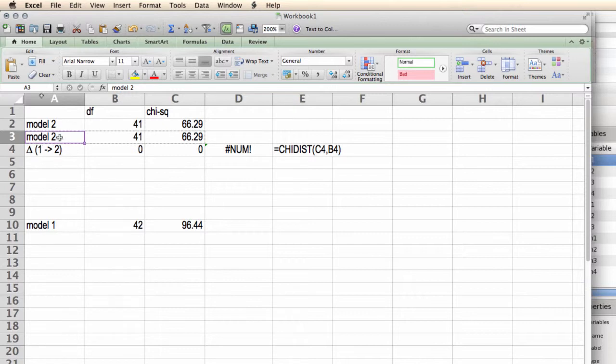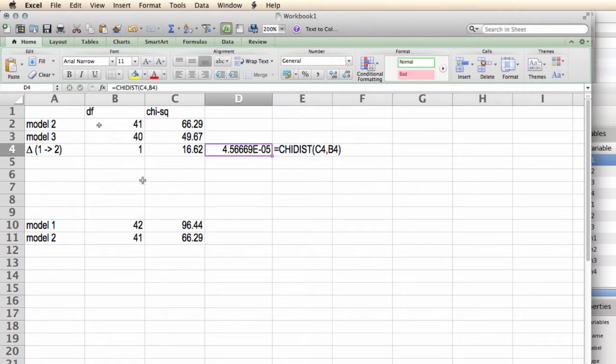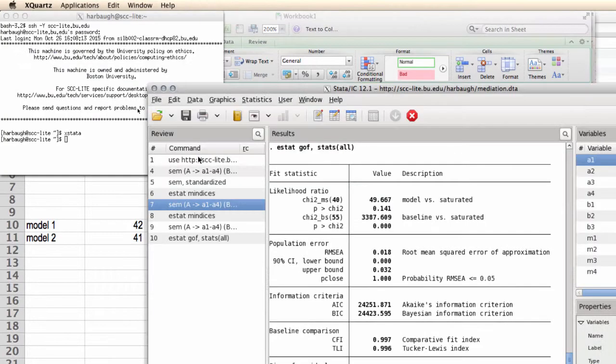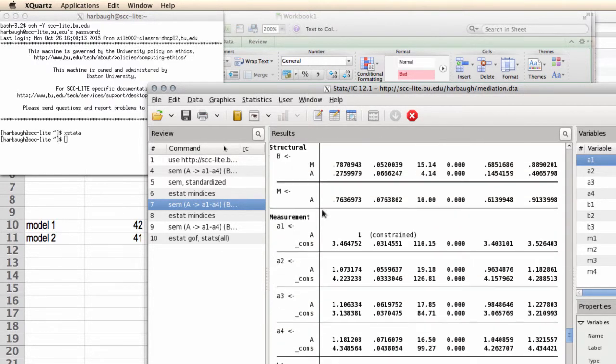All right, so now let me copy model 2 down here as well. And model 3, the one we just did, was 40 degrees of freedom with 49.67. Now, it is important to do this because if I go back, let me bring up Stata again, and look at the output. Let's look at the paths. A to M is significant. A to B is significant. M to B is significant. So I have significant paths.